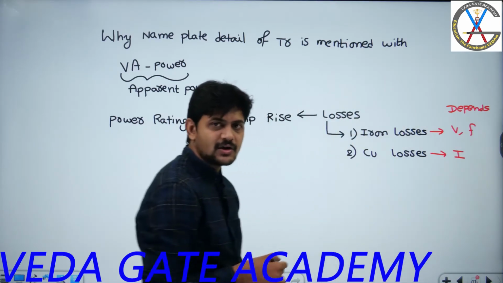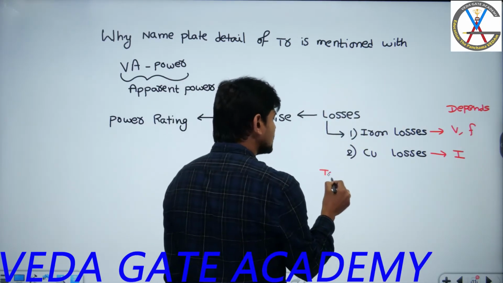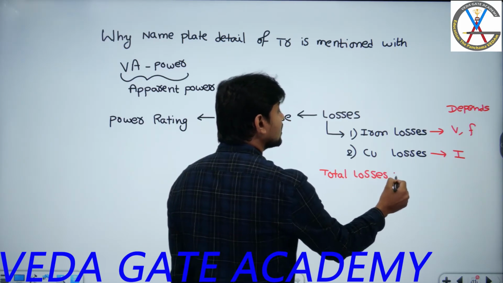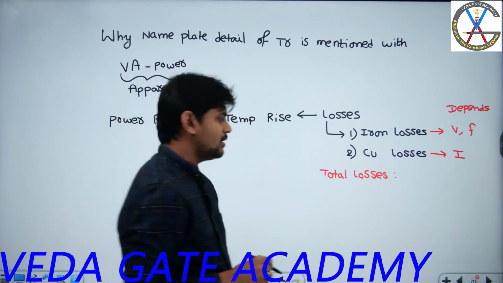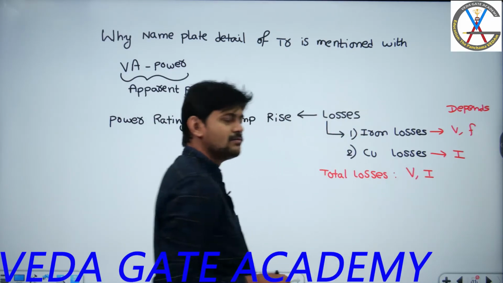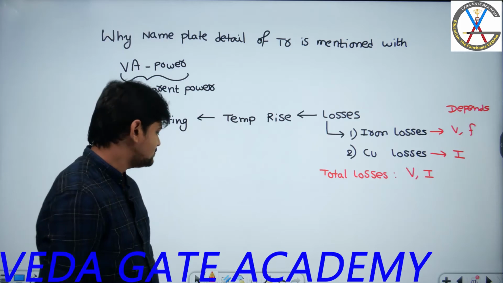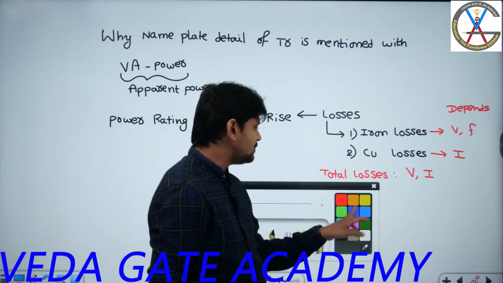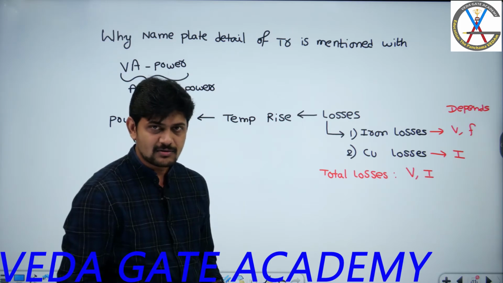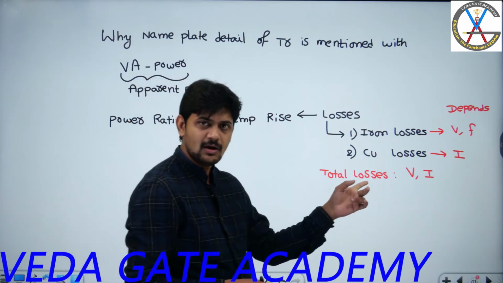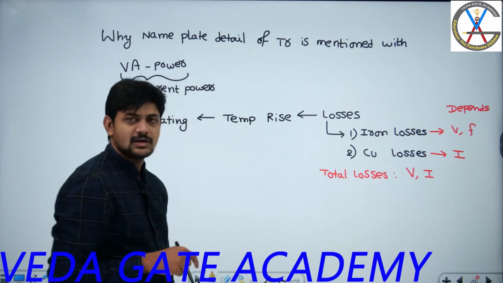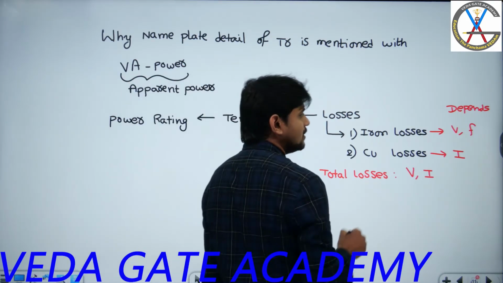That means, if you observe clearly here, the total losses which occur inside the transformer are because of voltage and current at a given frequency. So can I say my total losses depend upon the voltage and current, or do they depend upon power factor also? No, right? They do not depend upon power factor. So my total losses purely depend upon voltage and current and are independent of the power factor.